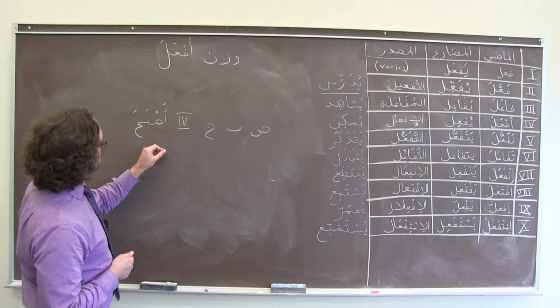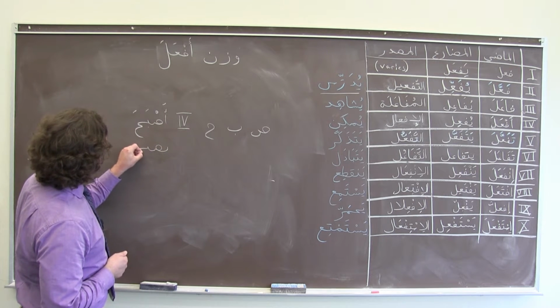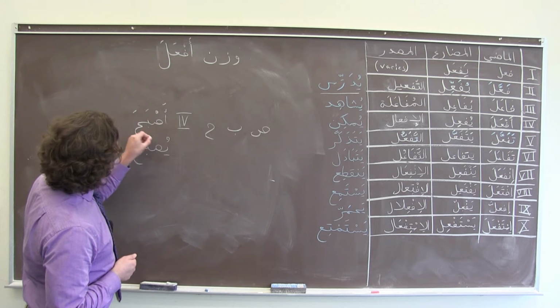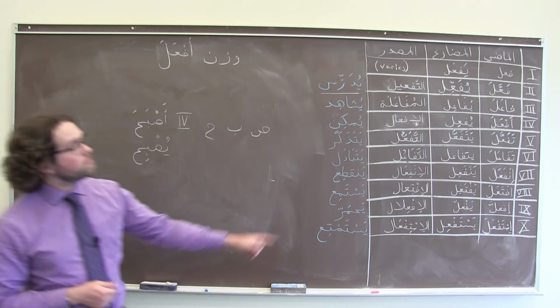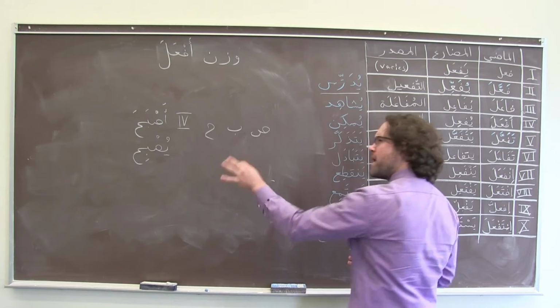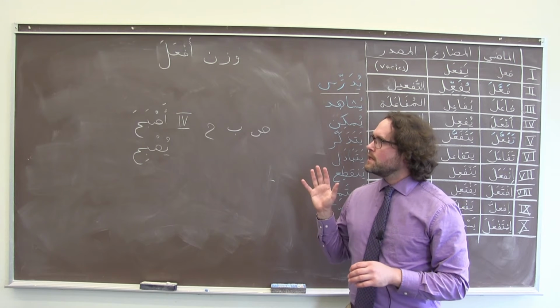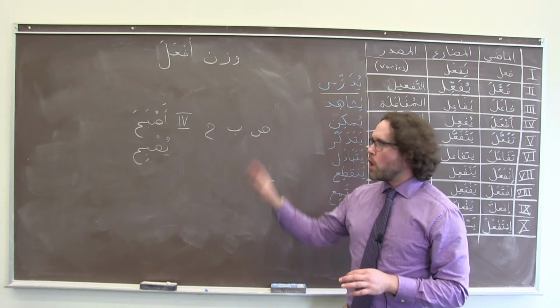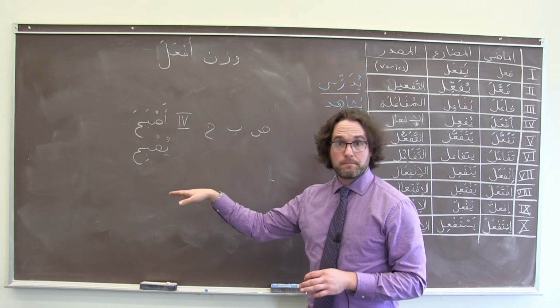In the present tense, yusbih. Remember that like all the other derived forms, 2 through 10, this pattern is very, very regular. We aren't really going to encounter much in the way of strange exceptions. All form 4 verbs are going to have this vowel pattern.